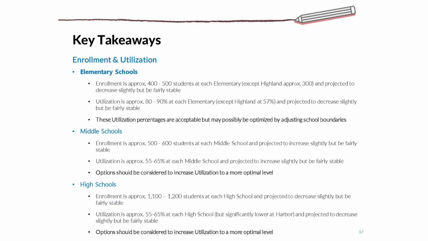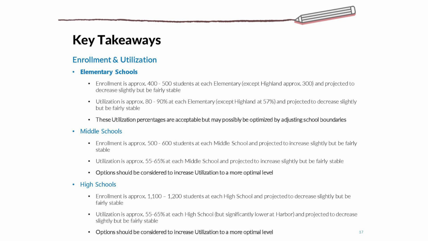So, key takeaways. Enrollment, as we talked about at the last meeting, at the elementaries is pretty strong. It's 400 to 500 at most of the buildings. Highland's a little bit lower. That's a little bit geographically of an anomaly on the edge of the district. But the rest of them all seem in that 400 to 500 range, and are all within 80 to 90% utilized, which is pretty good.